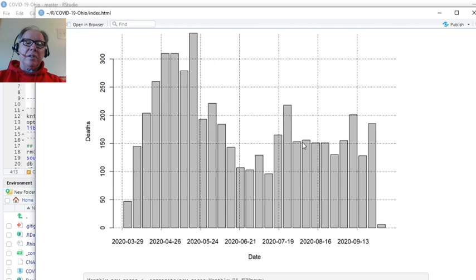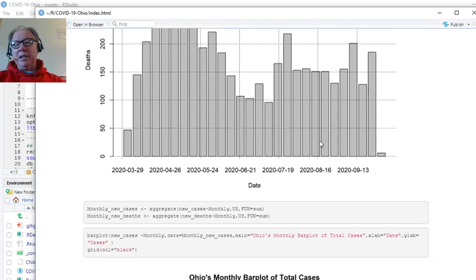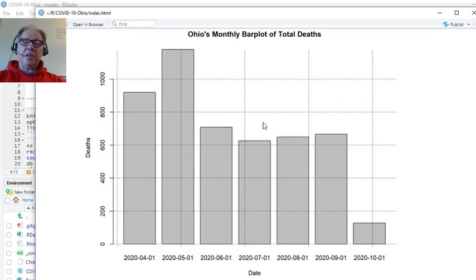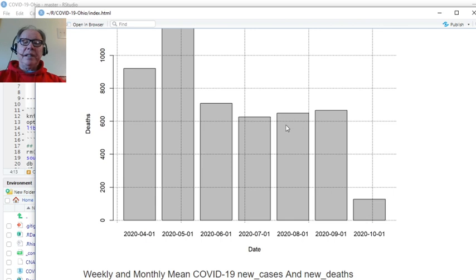So overall, you can see that this is the 150 line right here. My brain got briefly sidetracked there. So overall, Ohio's deaths aren't doing that bad. Okay, if you look at the total cases by month, you can see that September was probably even with August as far as cases are concerned. But nonetheless, it's still below the July line. Deaths, you can see that September did pass July and August, but did not pass June's.